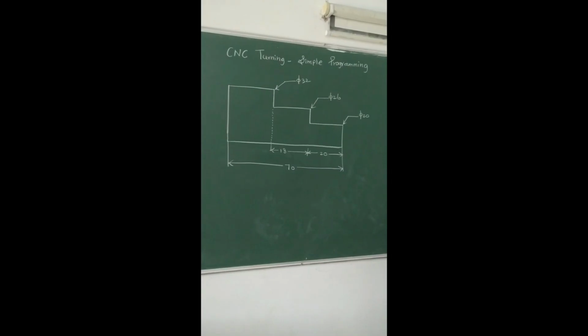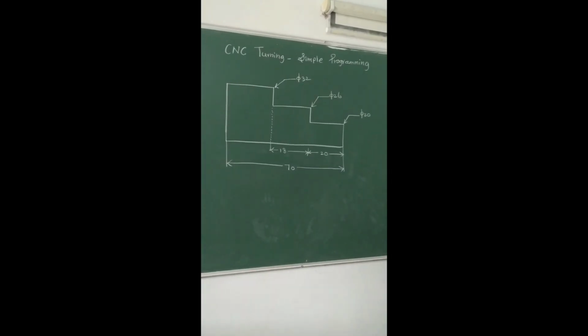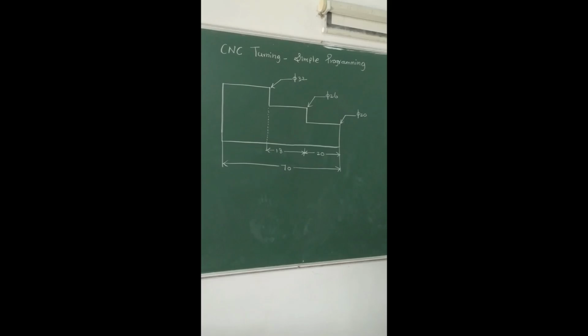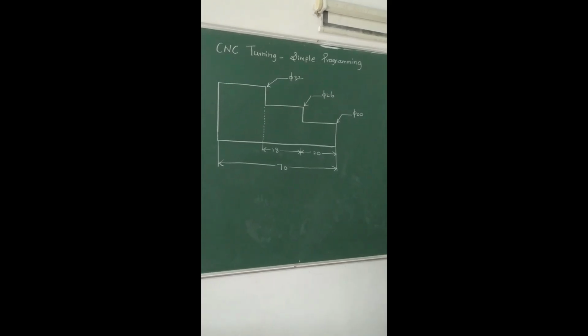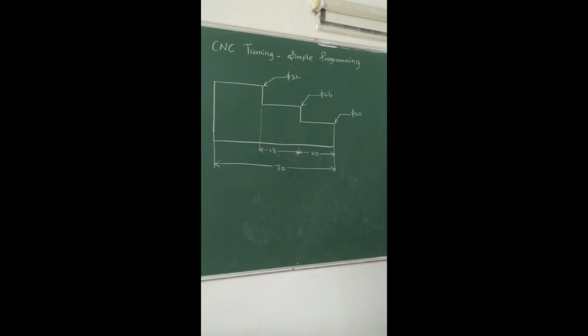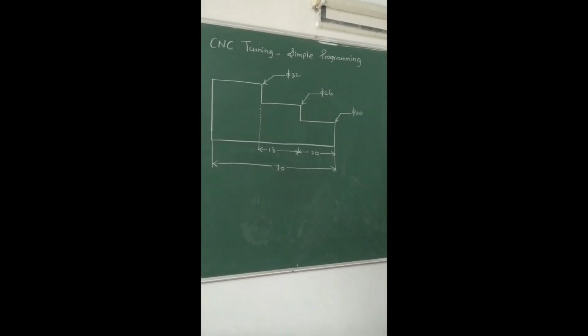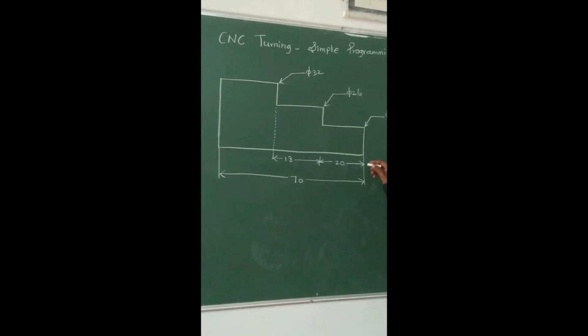Hi everyone. So today we are going to see the experiment CNC turning and milling simple programming. The aim of the experiment is to write a program and simulate the tool path for the operation involved in the component as given in the figure. Software required: CNC software. So let's see the given job.